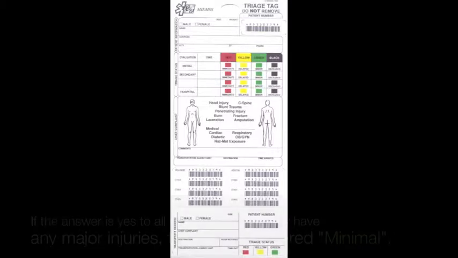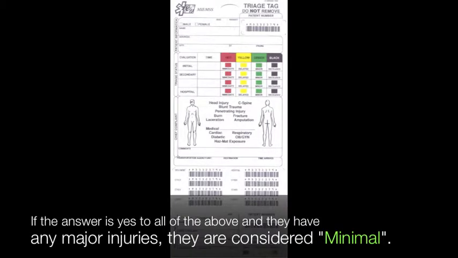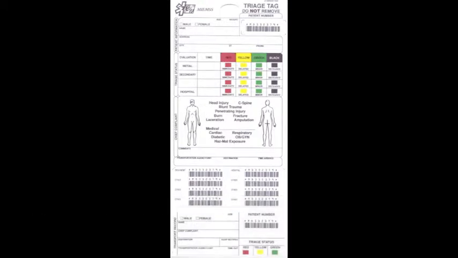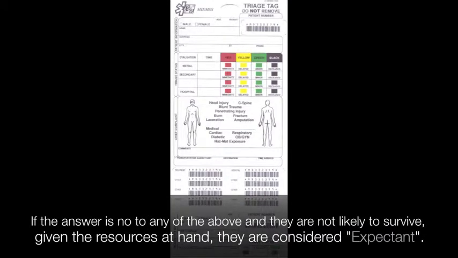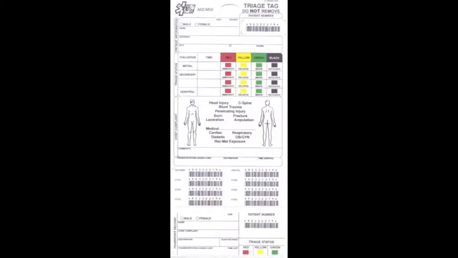If the answer is yes to all of the above, and they have any major injuries, they are considered minimal. Have an assistant mark them with a green tag and move them to a secure location. If the answer is no to any of the above, and they're not likely to survive their wounds, given the resources at hand, they are considered expectant. Have an assistant mark them with a gray tag and move them to a secure location.